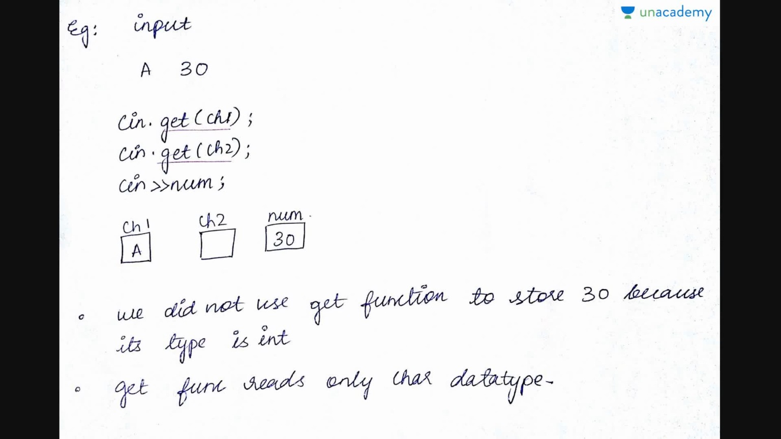We have a followed by a space followed by 30. If this is the input, how do you get that input and store it in variables? What we have to do is store a in one character, ch1, the space in another character, ch2, and 30 in a number, because 30 is of type integer. Let us see how we do that.